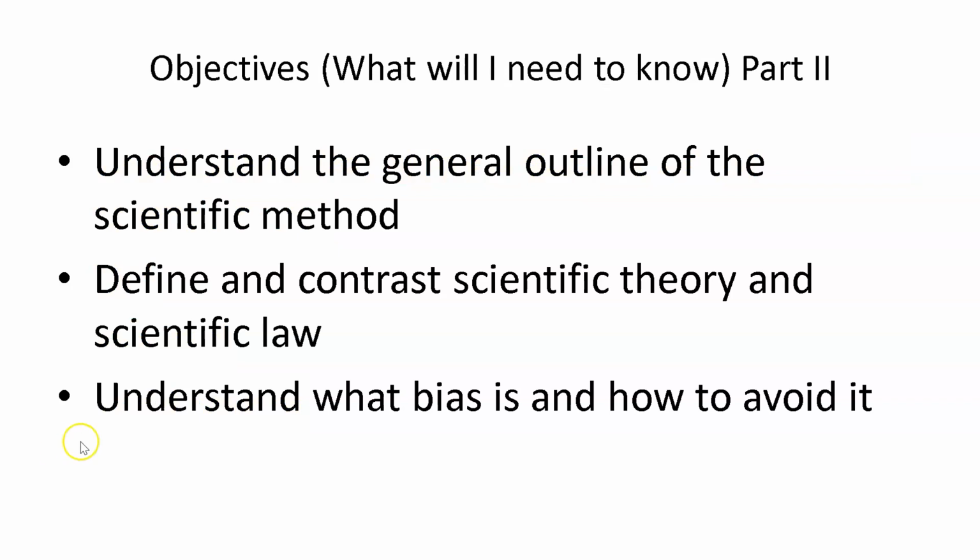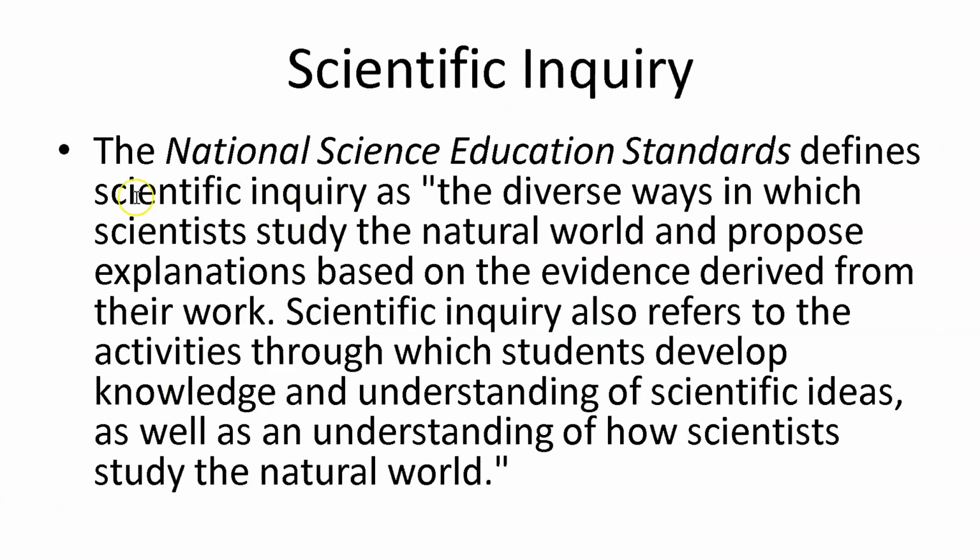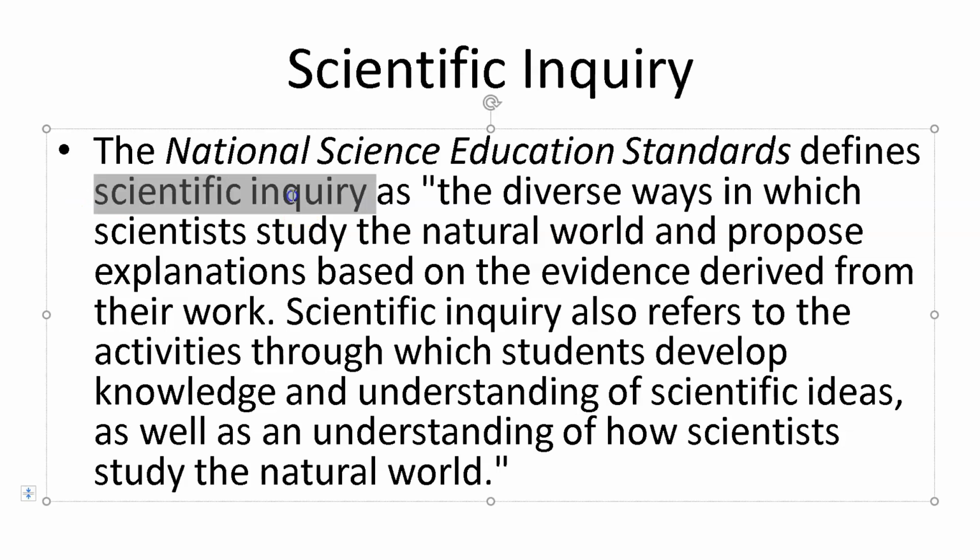The next part of this video, I want to talk to you about the following objectives. I want you to understand the scientific method. That's what we're going to learn about next. I want you to be able to contrast, which means find the difference between, theory and law. And then I also want you to understand what bias is and how to avoid it. Scientific inquiry is actually a better way of saying the scientific method, and that's what you deal with in upper level courses of biology.